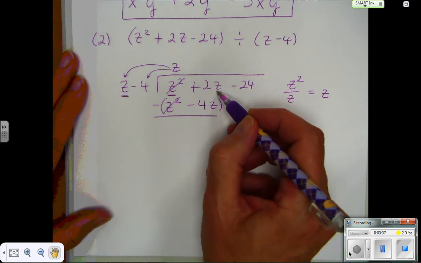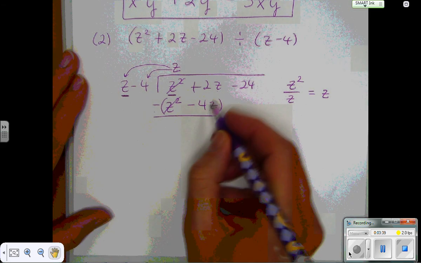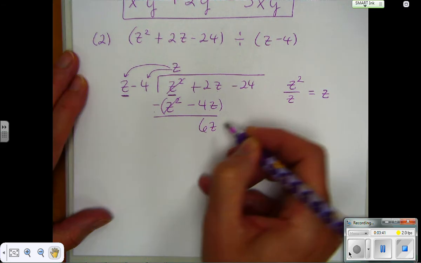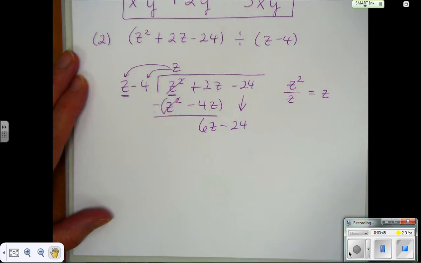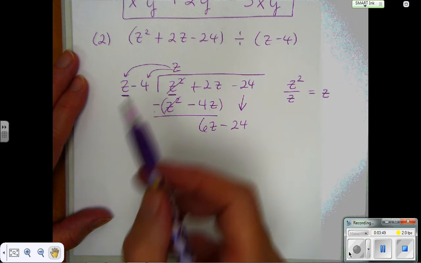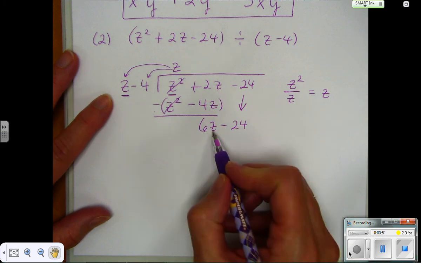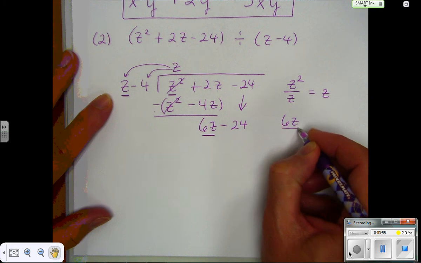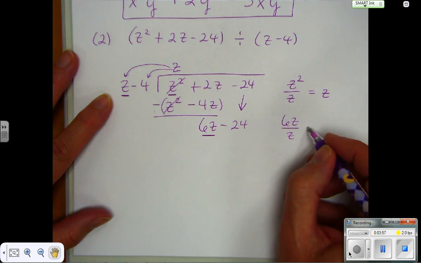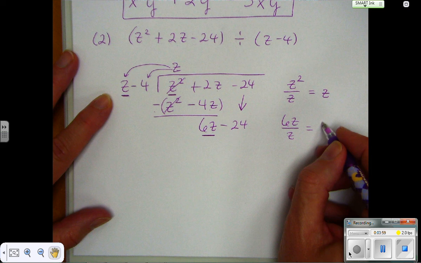Then you have positive 2z minus a negative 4z. That's 6z. Bring down your next term like you do when you're dividing numbers in long division. And then we're going to do the whole thing over again. So z is going to go into 6z. I can write it out here so you can see. Got a positive 6z divided by a positive z is 6.